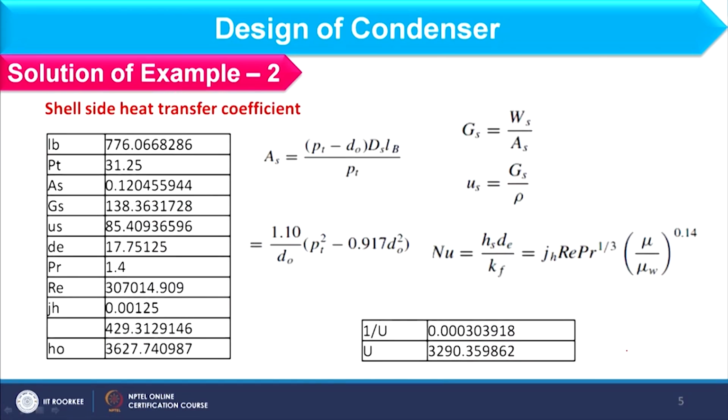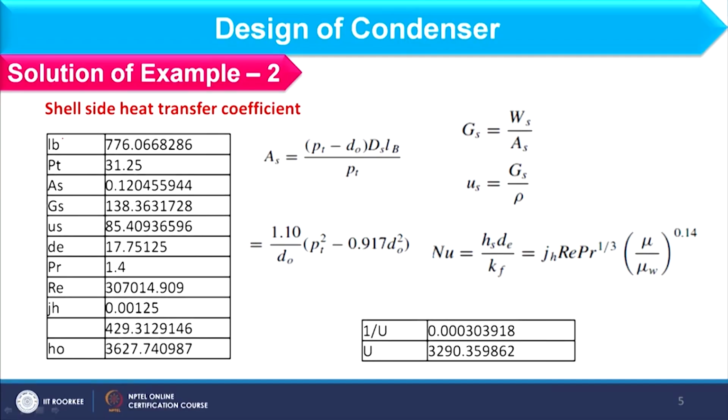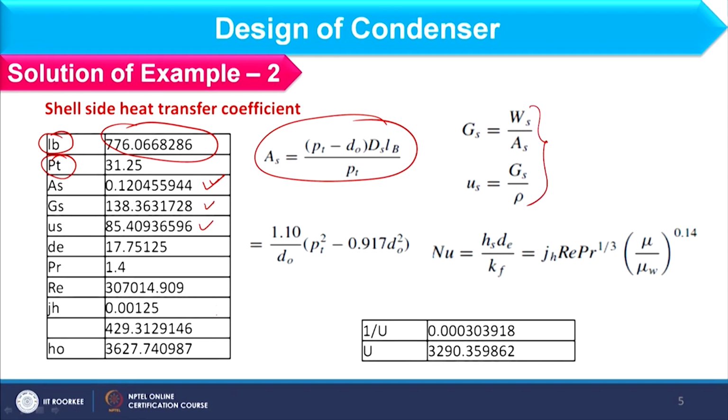So, further I have to find out shell side heat transfer coefficient using Kern's method. So, this method is well known to you. We will simply see the values of different parameters. Here I am considering baffle spacing which is equal to ds, and that we usually consider in condensers. PT triangular pitch is given depending upon OD of the tube. Cross flow area you can find out depending upon this expression, and then we can find out GS as well as US. So, the expressions are given here, and after that we can find out equivalent diameter, and the expression is given over here.